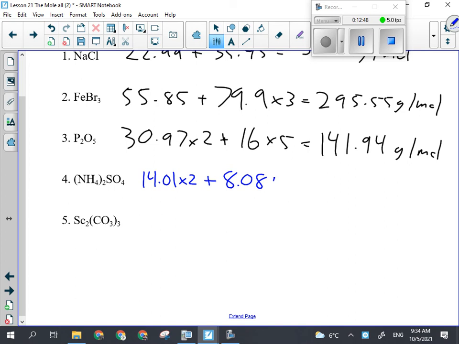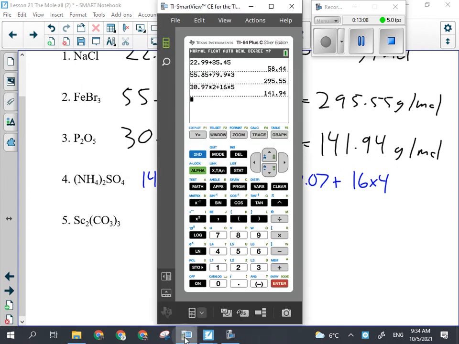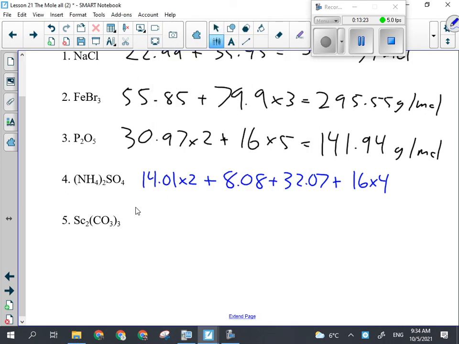All right, and then how many sulfur? Just 1. 32.06 on yours? 32.07 on yours, okay. And then how many oxygens? 4. So we got 16 times 4. All right, so 28.02 plus 8.08 plus 32.07 plus 16 times 4. 132.17 grams per mole.